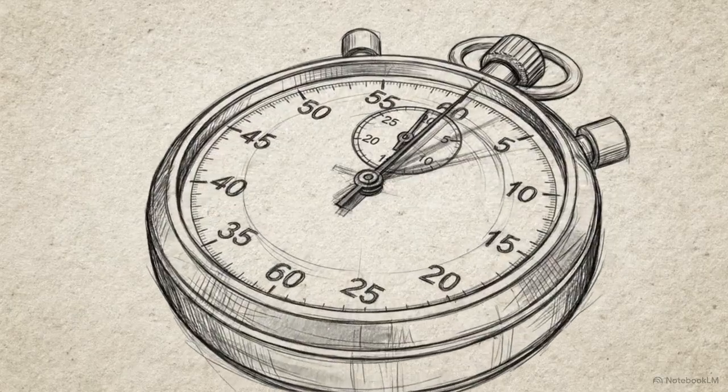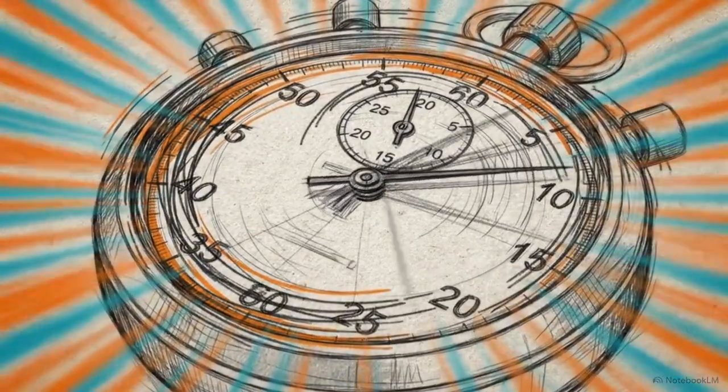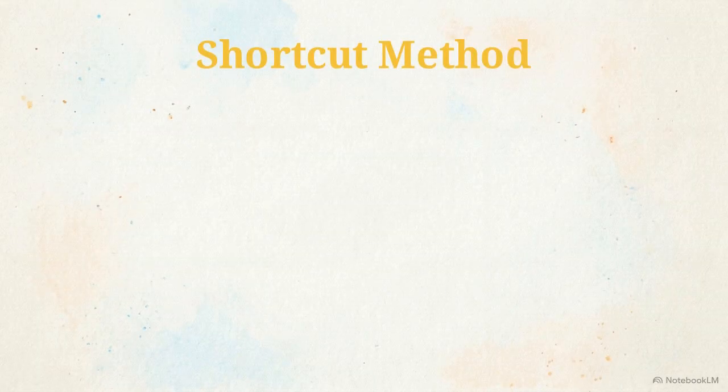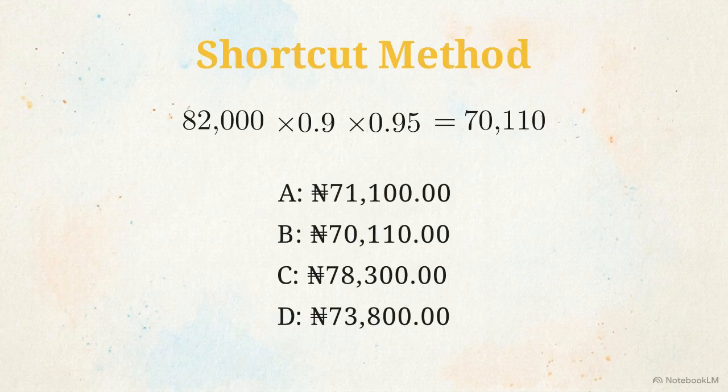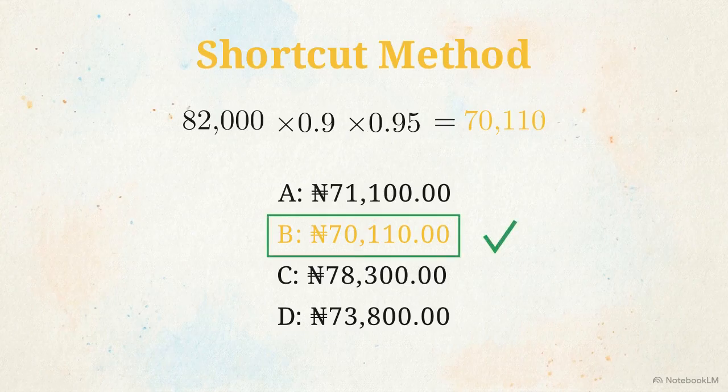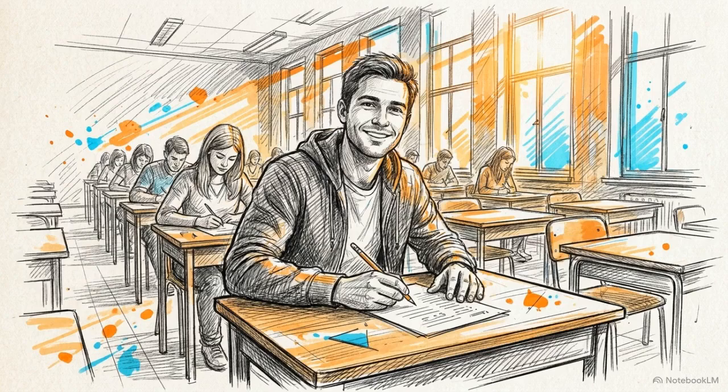Now that you understand the steps, here is a shortcut you can use to solve this quickly on exam day. Because it keeps 90% in year 1 and 95% in year 2, you can write a single chain. Take 82,000, multiply by 0.9, then by 0.95. Typed straight into your calculator, it gives exactly 70,110 naira. Looking back at our options on the screen, 70,110 naira matches option B, so the correct answer is B. Chaining your decimals like this saves you precious minutes, letting you reserve your energy for the harder questions on the paper. Let's do a quick quiz to lock this in.